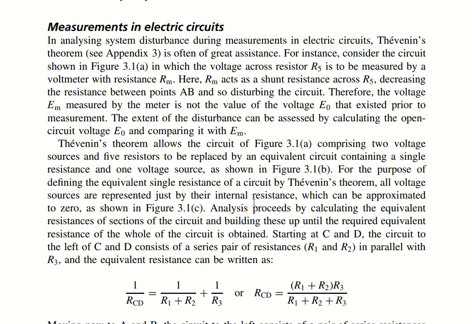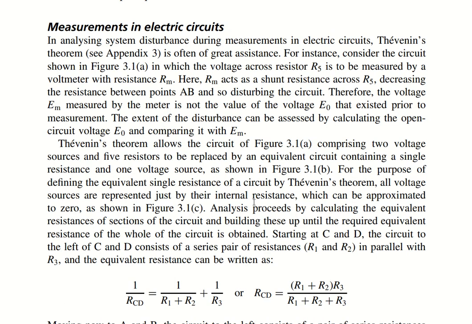So it will decrease the resistance between points A and B, and hence it will disturb the circuit, and therefore the voltage EM, which is measured by the meter, will not be the exact value of the voltage E0, which exists prior to the measurement, right? The extent of the disturbance can be assessed by calculating the open circuit voltage E0 and comparing it with EM.